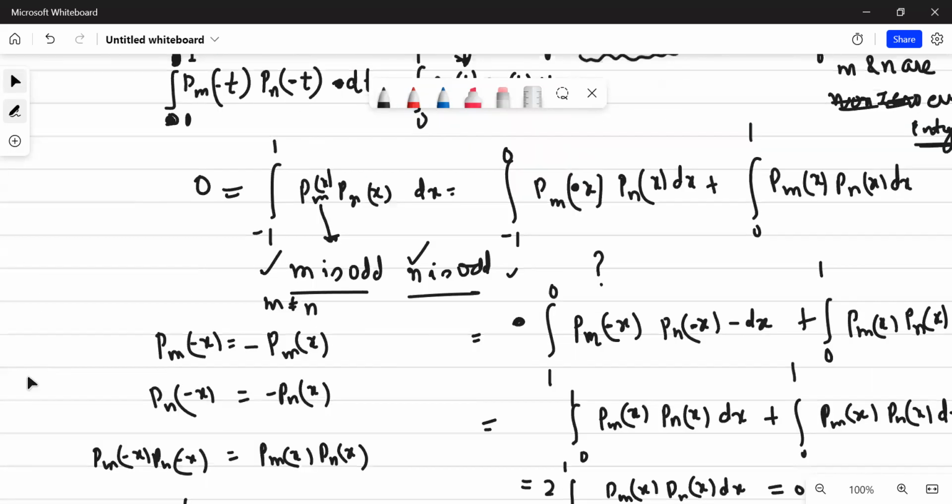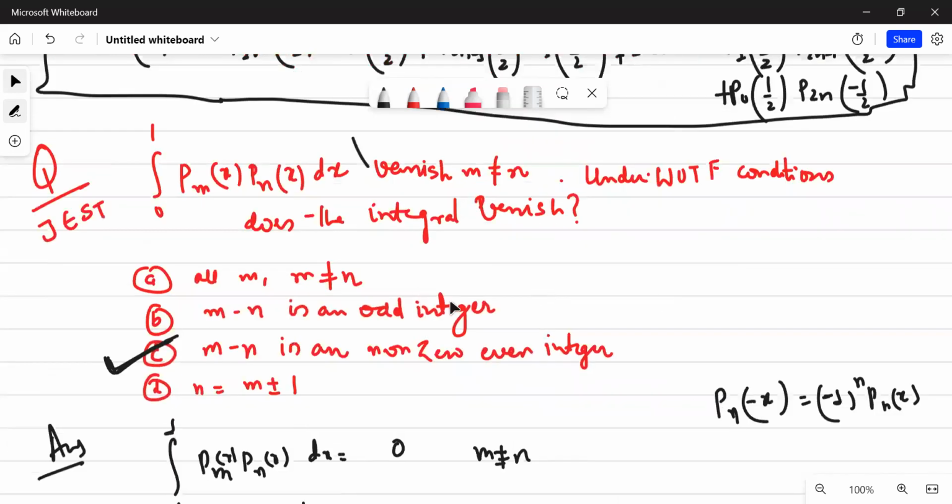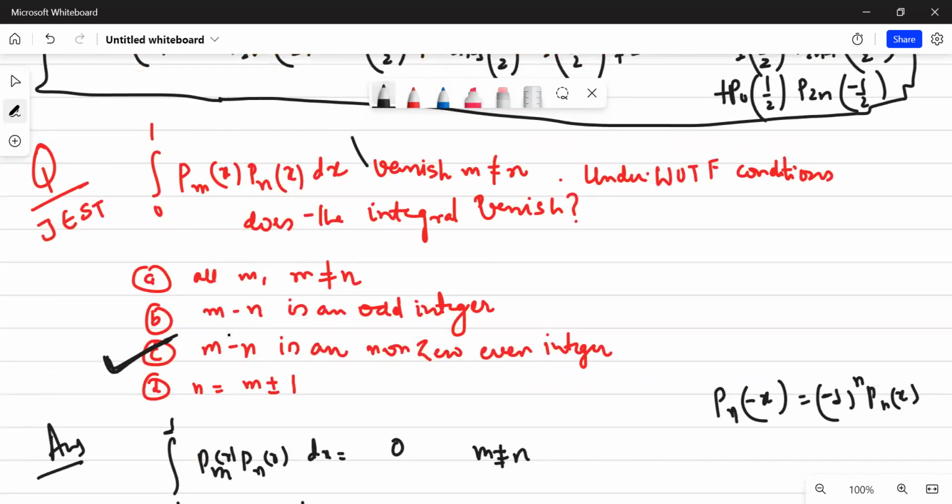So what does the question say? The question says which of the following conditions always suggests that this particular integral would be 0. If I take m to be 2 and n to be equal to 1, then m minus n would be an odd integer, but the integration is non-zero. I'll write here, take m equals 2 and n equals 1. So you can reject this option using that.